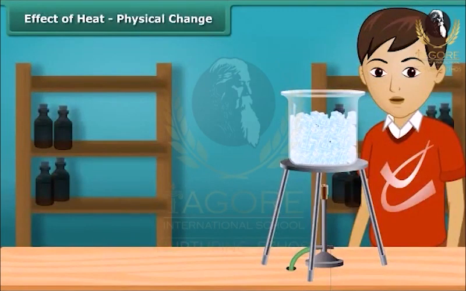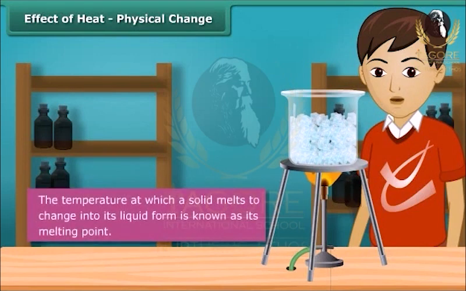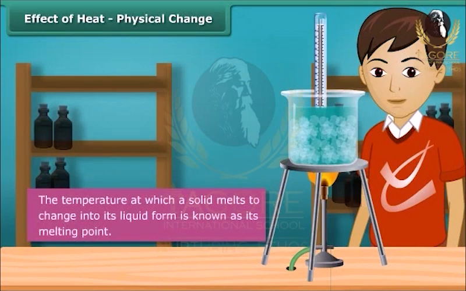Let us now look at how heat affects the change in state. On heating, a solid changes to liquid and a liquid changes to gas. Conversely, on cooling, gas loses heat to change into a liquid, and a liquid loses heat to change into a solid.